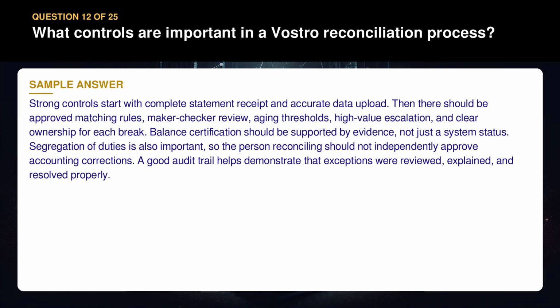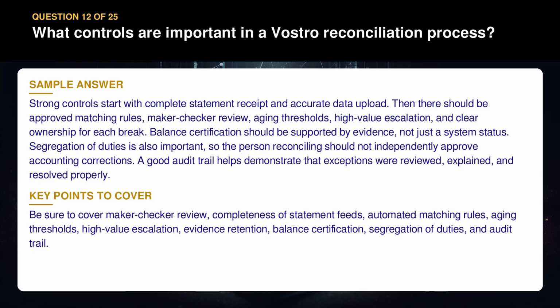Balance certification should be supported by evidence, not just a system status. Segregation of duties is also important, so the person reconciling should not independently approve accounting corrections. A good audit trail helps demonstrate that exceptions were reviewed, explained, and resolved properly.